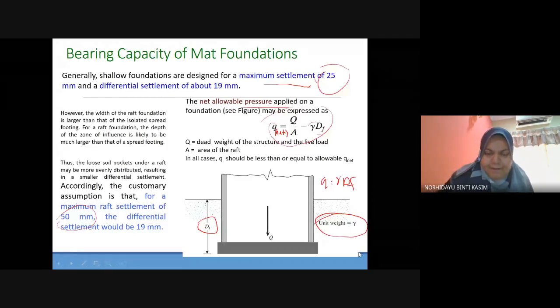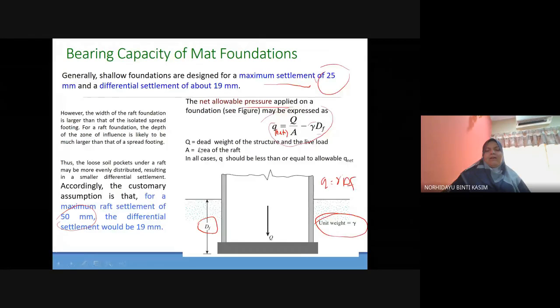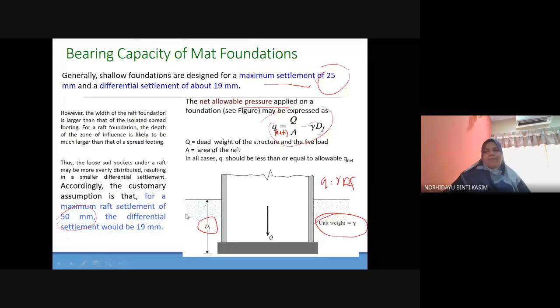I hope you know what the parameters stand for. Because in the exam, sometimes they will just mention the depth of the foundation. They won't use parameters like Df and gamma. So you have to know that gamma stands for unit weight and Df stands for depth of the foundation. Only then can you fill in the equation. If you don't know what the parameters stand for, then it's a problem when you want to apply the equation. So you have to understand and memorize that.